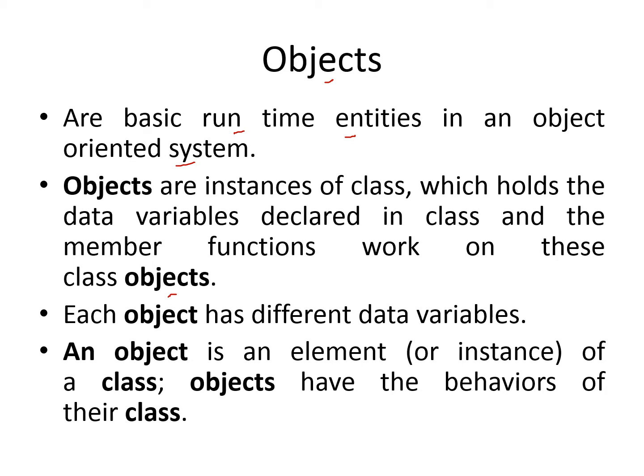An object is an element of a class. That is, class includes objects. So objects have the behaviors of their class. So when a particular student is in a first year engineering class, or some particular class, whatever the features are there for that particular class, the same features are there for those students. Okay, so that is objects.